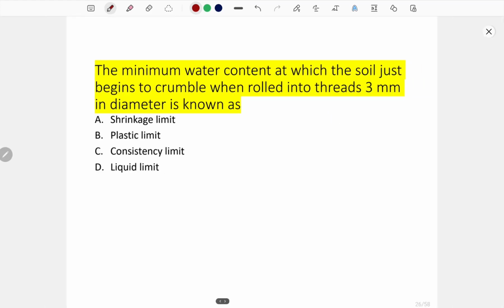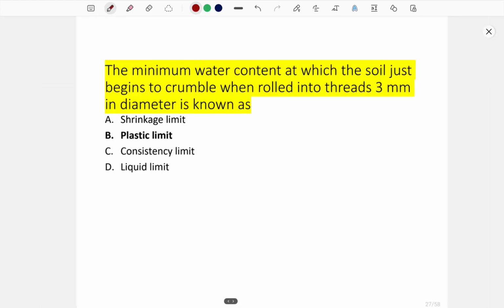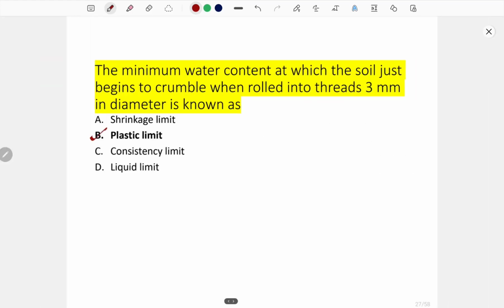Next, the minimum water content at which the soil just begins to crumble when rolled into a thread of 3 mm in diameter is known as, we all know, the plastic limit test, in which we are going to roll the soil into a 3 mm thread. So the right answer is B.